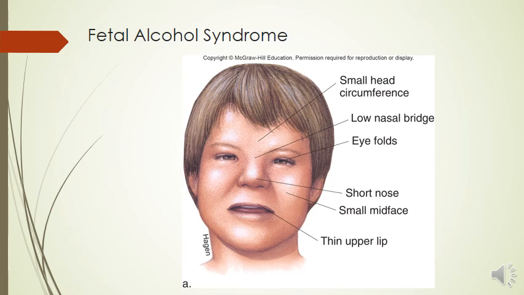This is a picture showing some of the basic signs and symptoms of a child who has fetal alcohol syndrome. And we look here and we see that there's a small head circumference, a low nasal bridge, eye folds, short nose, small midface, and a thin upper lip.